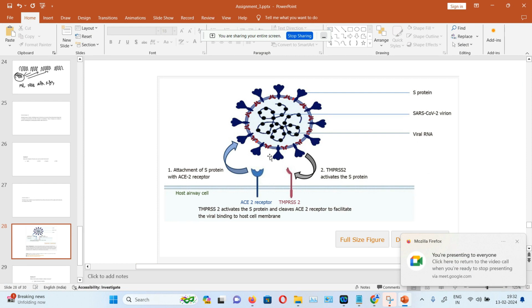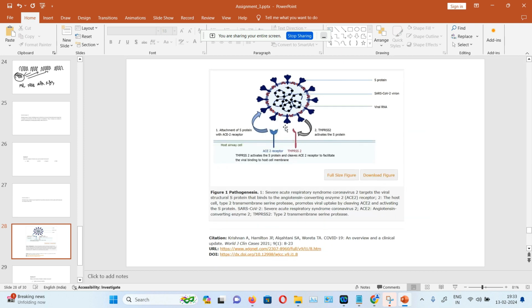What is happening is this spike protein is getting attached to the ACE2 receptor of the host cell, and then it is getting activated using TMPRSS2, and the spike protein is cleaved, and the genetic material from this virus is loaded inside the host cell. This is the way the coronavirus affects our system. So if the spike protein is also called a receptor, then the answer is A.